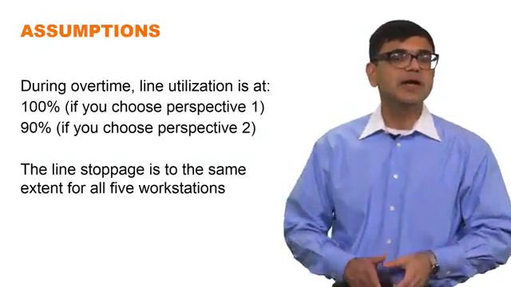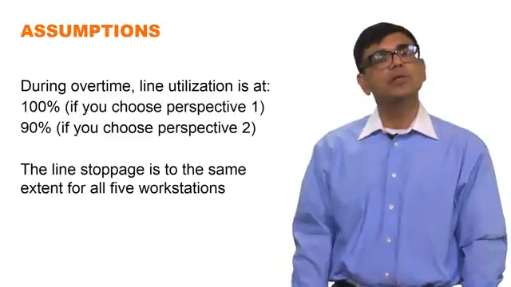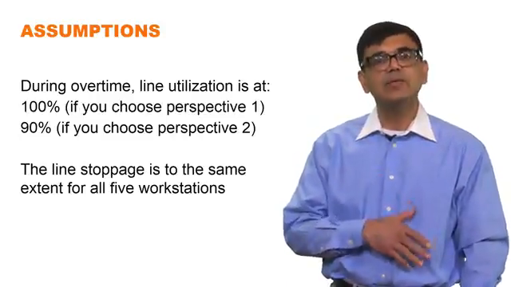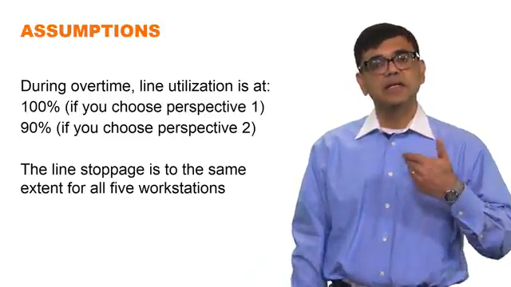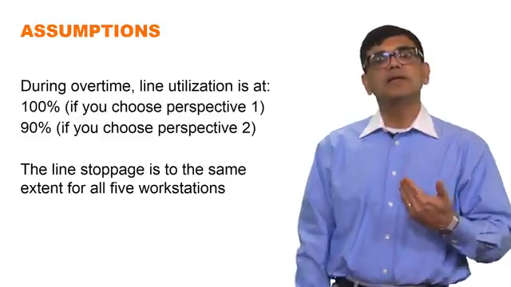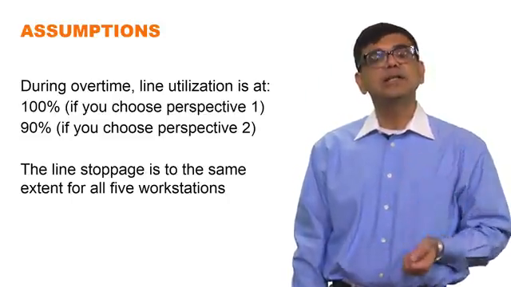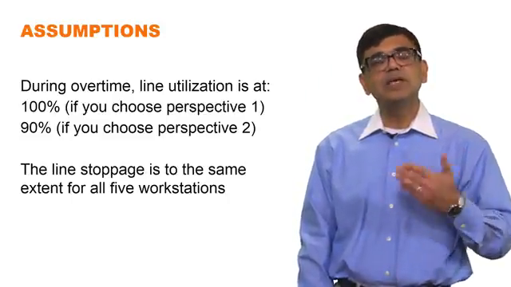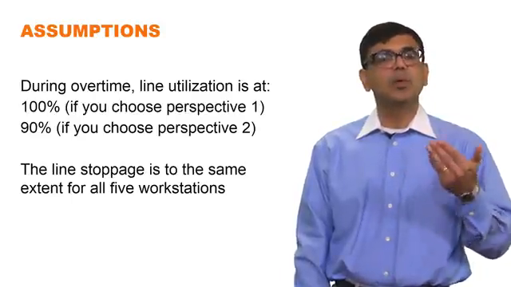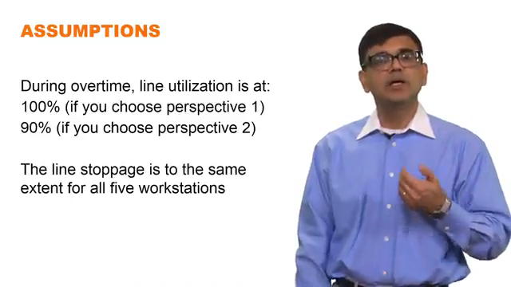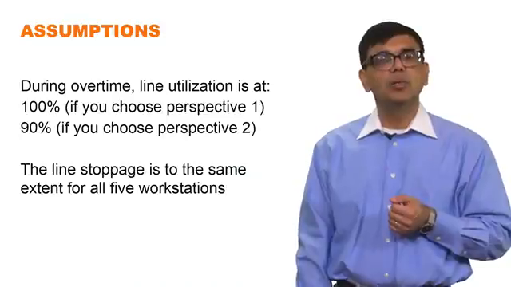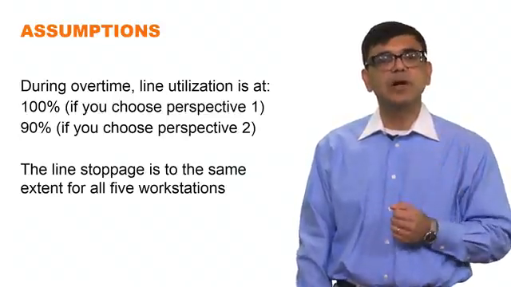In the second perspective, what you would have implied if you did the calculation that way is you would have said that when they work extra, they continue to work at that 90% rate. So that would be the assumption. One of these 2 assumptions would be relevant based on what calculations you would have come up with.